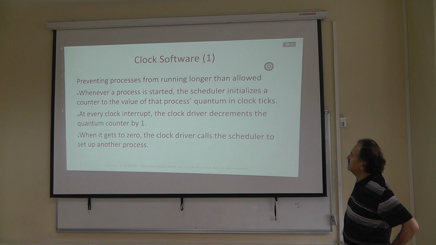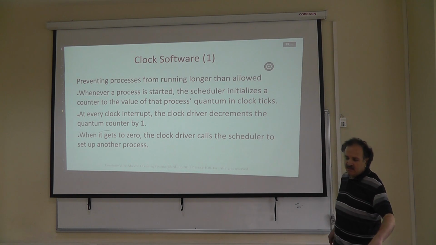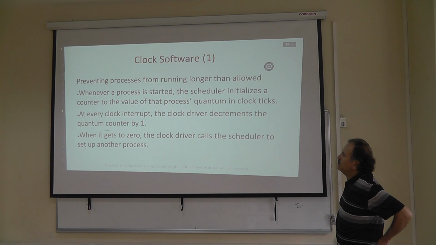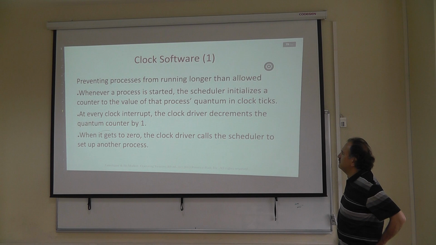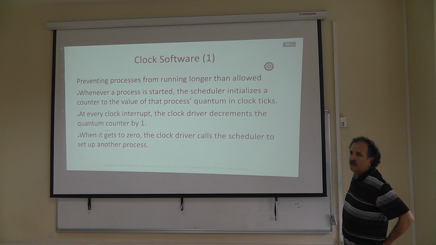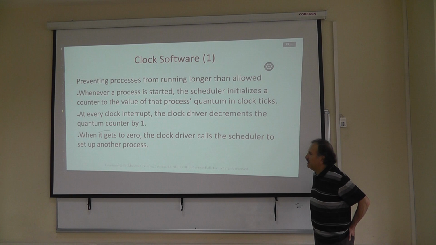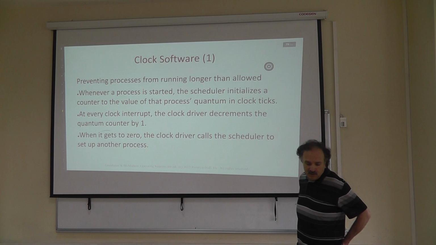Whenever a process is started, the scheduler initializes a counter to the value of the process's quantum in clock ticks. Let's say a process started, process A. I know that it cannot use more than 100 quantum, 100 interrupt ticks. At every clock interrupt, the clock driver decrements the quantum counter by 1. When that number gets to 0, that means that that process used its quantum time, and it is time to switch to another process.